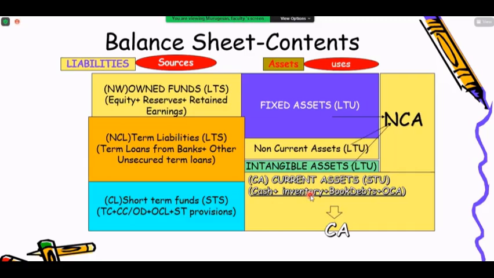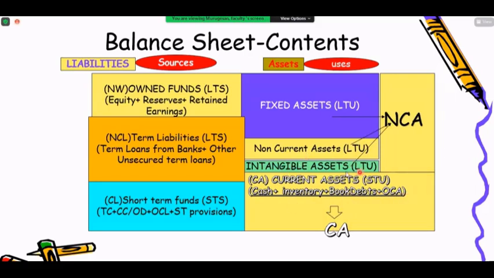Why they call it a current asset: when the inventory becomes booked debts, the inventory will generate cash flows within a maximum of 1 year. Cash already is cash, so it is already in liquid form, but inventory is not liquid. It has to be sold to become cash, and the sale will be on credit or cash. When it is sold on credit, it will again be booked as other current assets.